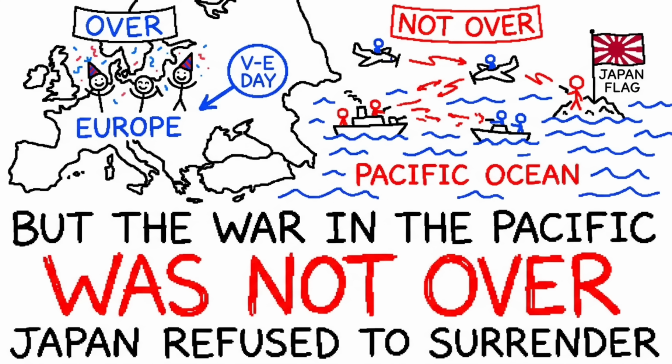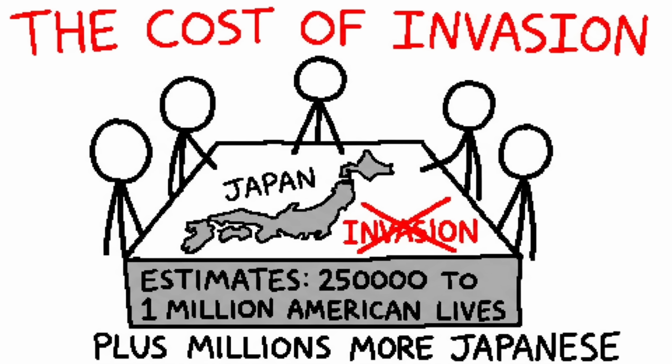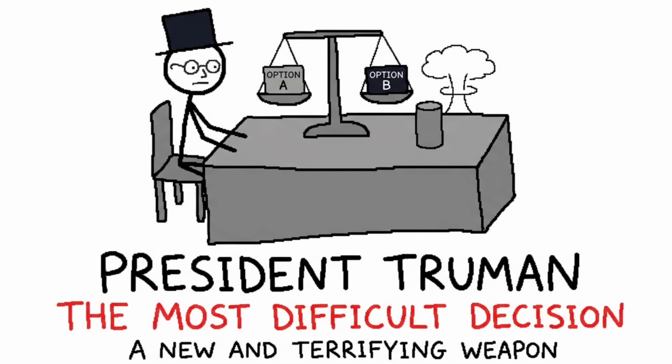In the Pacific, American forces had been fighting their way toward Japan island by island in some of the most brutal combat of the entire war: Guadalcanal, Iwo Jima, Okinawa. Japan refused to surrender. American military planners estimated that a full invasion of the Japanese home islands could cost between 250,000 and 1 million American lives, and potentially millions more Japanese lives. President Harry Truman made the decision to use a new and terrifying weapon.